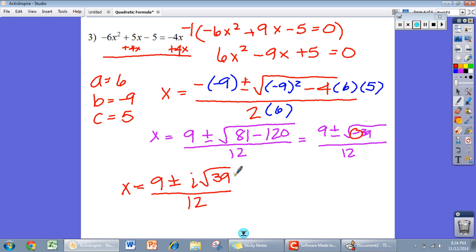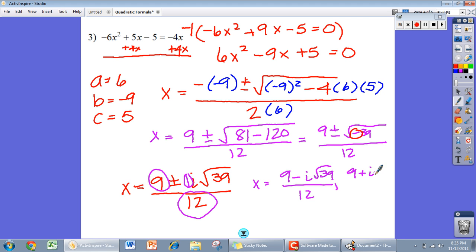All right, so now we have to take a look. Square root of 39, that cannot be simplified. After that, we need to see, can this be simplified by taking a look at 9? This is basically a positive 1 and a positive 12. Well, I know 9 and 12 can be divided by 3, but 1 can't. So we're going to leave it. So my two answers are x equals 9 minus i square root of 39 all over 12, and 9 plus i square root of 39 all over 12. My two solutions. And there we have it.